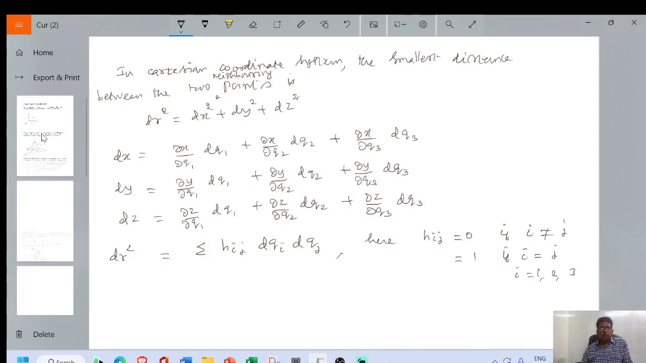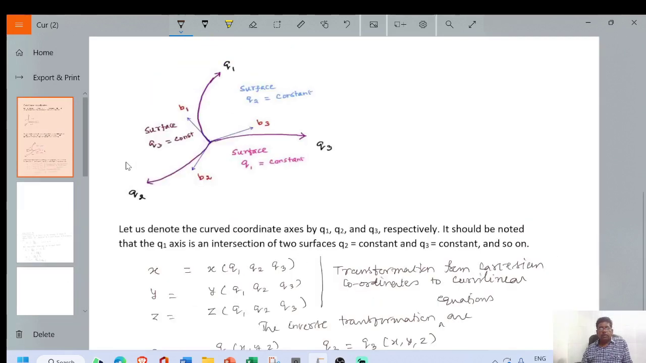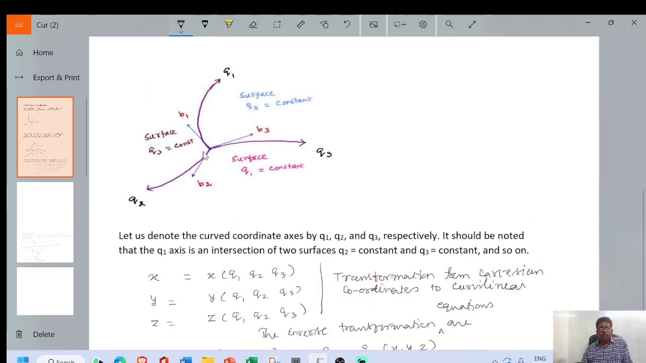Now see this, the base vectors b1, b2 and b3 are not mutually perpendicular to each other. Therefore, they are not orthogonal curvilinear coordinates. They are mere curvilinear coordinates.